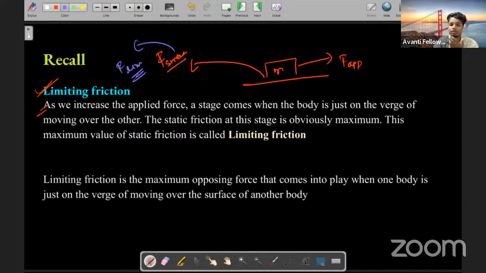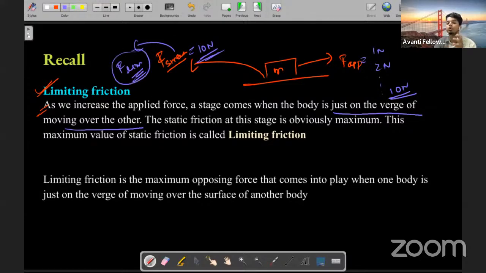Basically, let's say your Fs max is 10 Newton. Now, students, if the applied force is 1 Newton, 2 Newton, and you keep increasing the force, a stage will come, let's say 10 Newton, when the body is on the verge of moving over the other. This verge comes when there is a limit to the friction. The static friction that was being applied came to a limit. The static friction was like, I can't hold the body anymore.